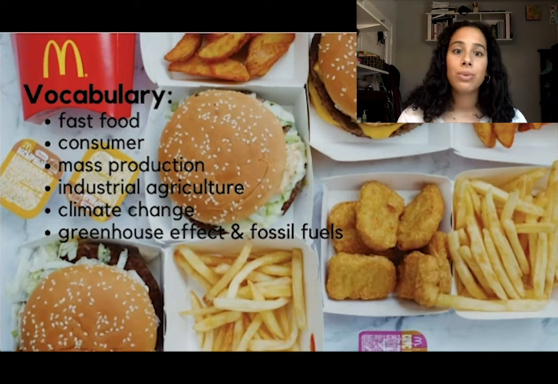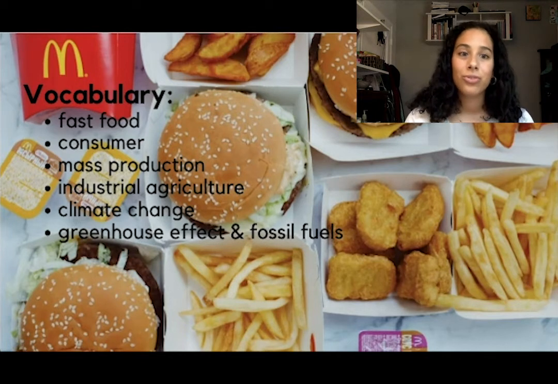I will also reference industrial agriculture, which means lots of big farms that are huge in order to grow a lot of food. Climate change means changes to Earth's weather patterns. Climate change is bad for the planet because our planet is getting hotter. For instance, instead of having cold winters, some places around the world are experiencing warm winters, which isn't normal.